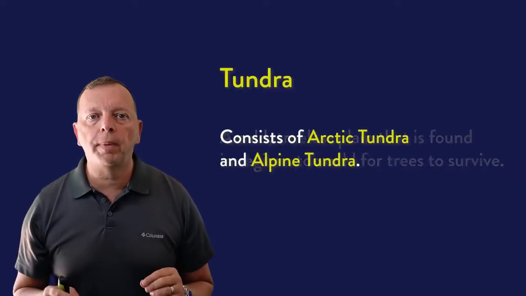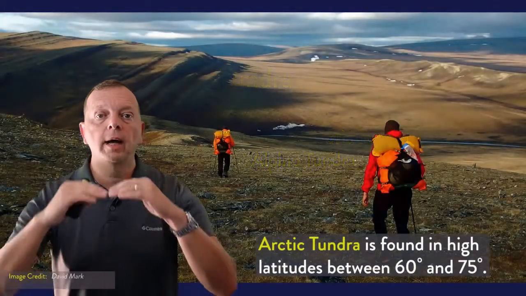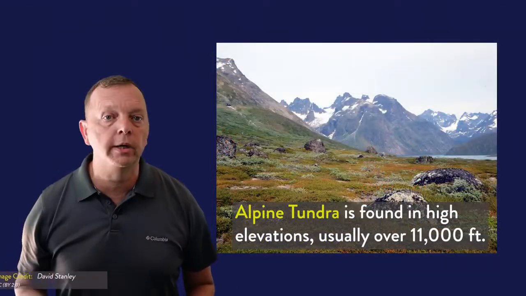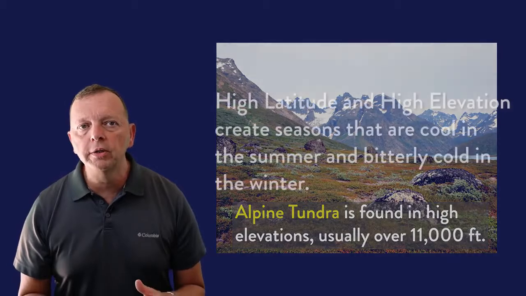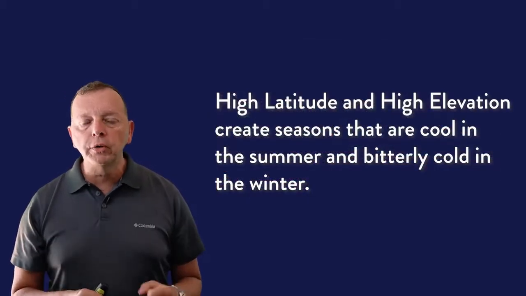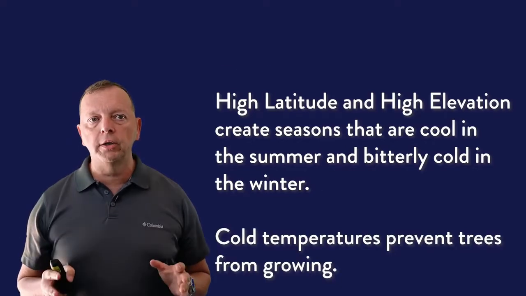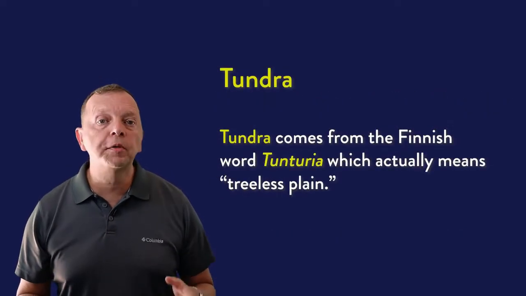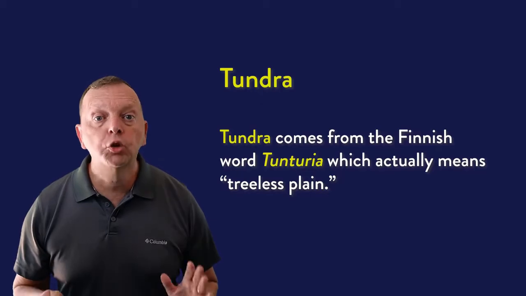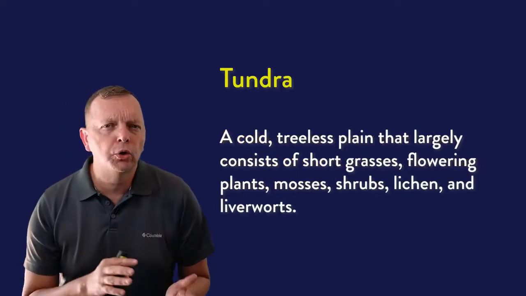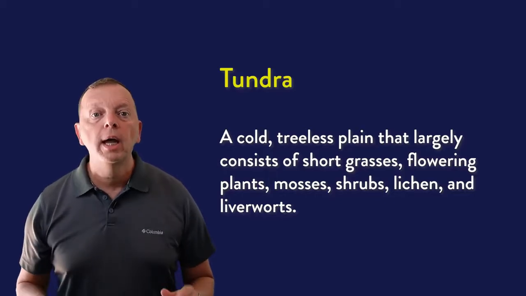And we have Arctic and alpine tundras. Arctic tundras are found in high latitude areas, and the alpine tundras are found in high elevation areas up in the mountains. In both of these tundras, the temperatures are at best cool in the summers and brutally cold in the winters. In fact, so cold you're not going to find trees in the tundra. The word tundra actually comes from a Finnish word that literally means treeless plain. Vegetation in the tundra is largely limited to low shrubs, mosses, liverworts, flowers, and short grasses.